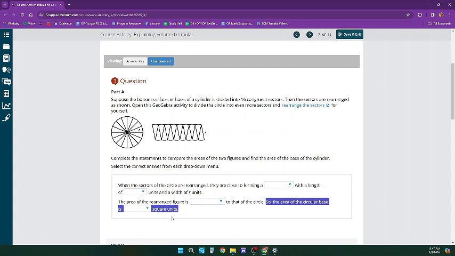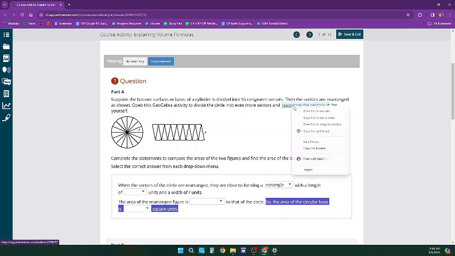So in this part A, what they're asking us to find is the formula for the area of the circular base, or in other words, the area of a circle. Some of us may already know the formula that represents that. But this problem is going to take us through how we find that formula, how we derive it. So let's explore. When the sectors of the circle are rearranged, they close to forming a... well, looking at the shape that they're given here, this most resembles a rectangle.